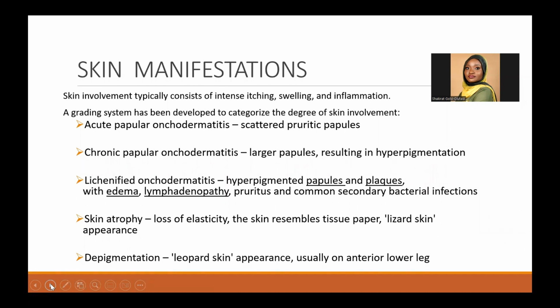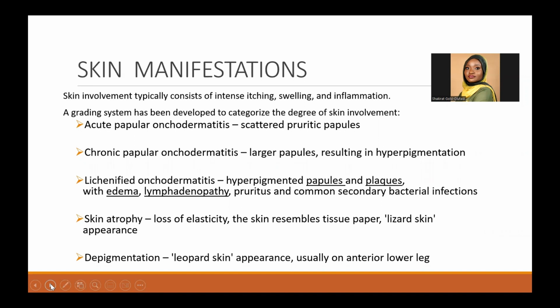So the skin involvement typically consists of intense itching, swelling, and inflammation or dermatitis. And there are different kinds of dermatitis or different types of skin lesions that we see in onchocerciasis, depending on when exactly they appear. So the first one that is typically seen is the acute papular onchodermatitis. This is commonly seen in young children, where you have multiple itchy bumps or papules on the skin.